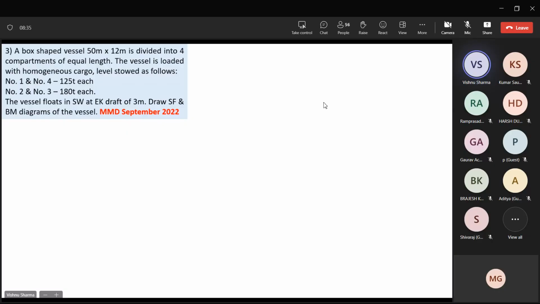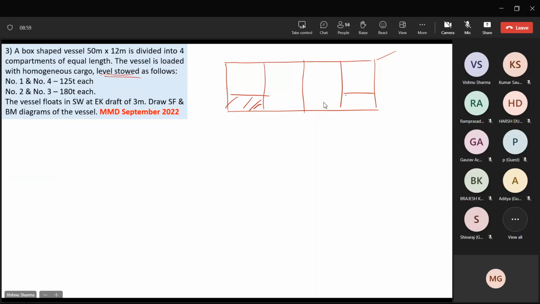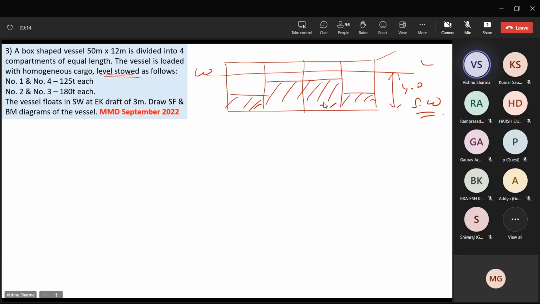Guys, I'll just read the questions quickly, and if anybody has any doubt, I'll then answer that. Otherwise, we'll keep jumping the questions. A box-shaped vessel 50 by 12 is divided into 4 compartments, so each will be 12.5 meters. The vessel is loaded with homogeneous cargo stored as follows: 1 and 4 equal, 3 and 4 equal, 2 and 3 equal, 1 and 4 equal. The vessel then floats in seawater at an even keel draft of 4 meters. Draw the SF and BM diagrams of this vessel.